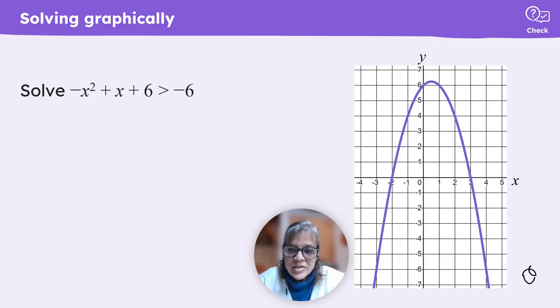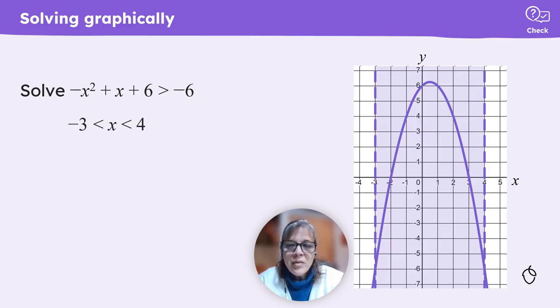All right, if you were going to do this same curve, but looking at where it is greater than minus 6, it would be in this region. X has to be greater than minus 3 and less than 4.